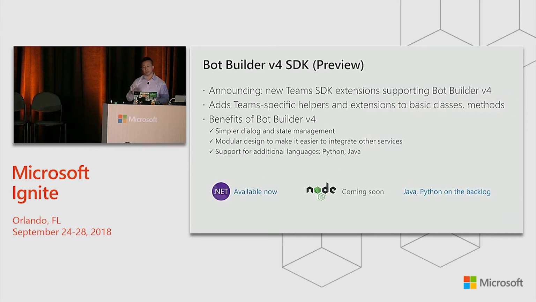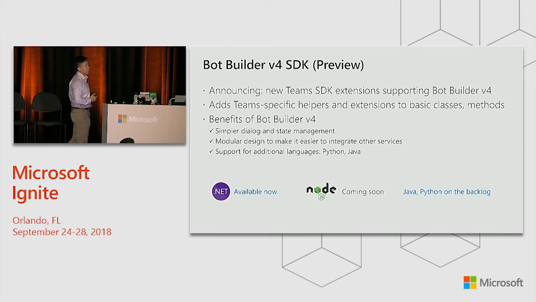One thing that is new for Ignite this year is, for those that have experience building bots, there is a new SDK coming out, which is Bot Builder v4. This is actually a pretty substantial change in terms of how you implement your bot using the server-side SDKs in Node.js or C#. There's also now support for Java and Python for Bot Builder v4. And from a Teams standpoint, we are supporting those libraries because we have a lot of enhancements on top of the basic SDKs to facilitate Teams development.